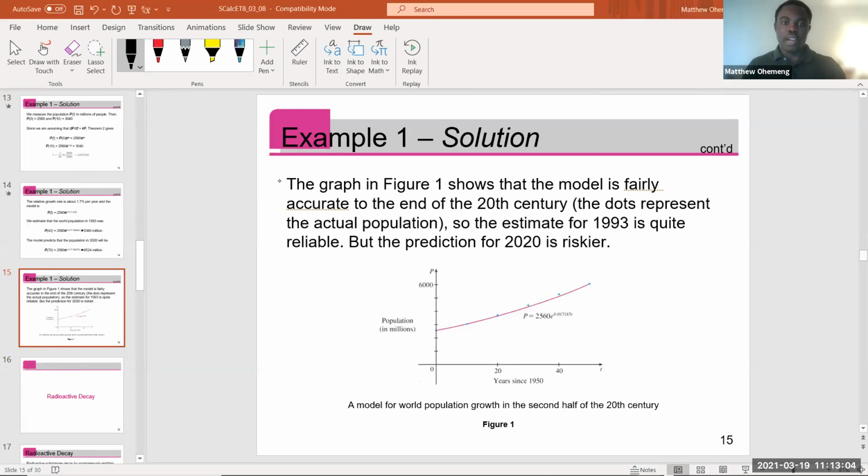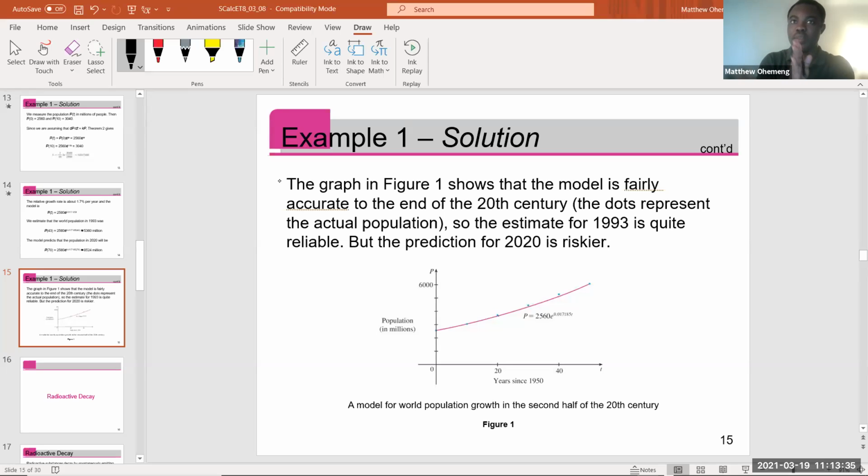Okay, so the graph that you see here is just illustrating the true population and the model that we have, right? The red line is the model, and the blue points are the exact populations at that time. And you can see that this model is doing fairly well. It's very quite close to the blue points, right? It's very, very close.